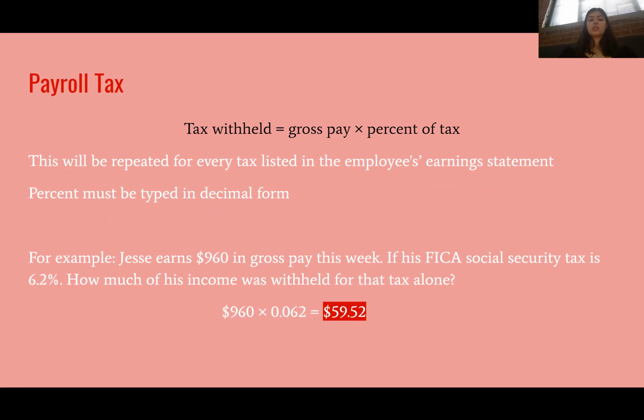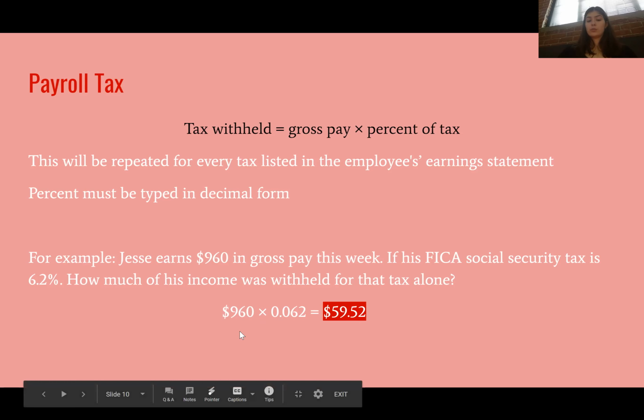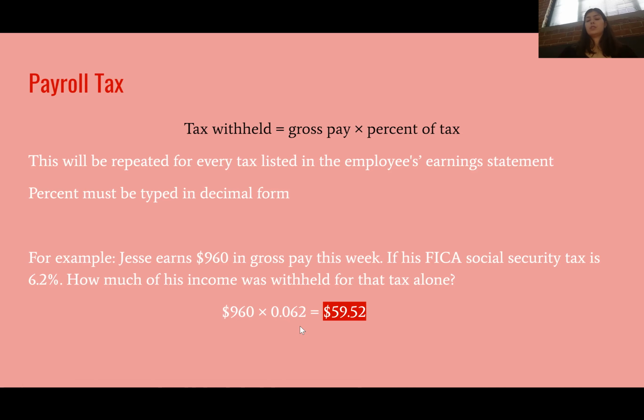We've got Jesse. Jesse earns $960 in gross pay this week, all right? If his FICA Social Security tax is 6.2%, how much of his income is withheld for that tax alone? So we're going to take that $960 in gross pay. We're going to multiply it by 6.2%, which is written as 0.062. You type that into the calculator and you get $59.52. So that's how much money is going to be withheld just for that tax.